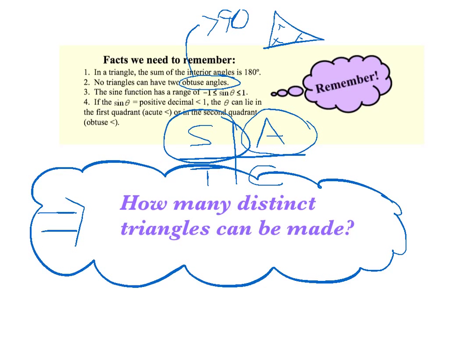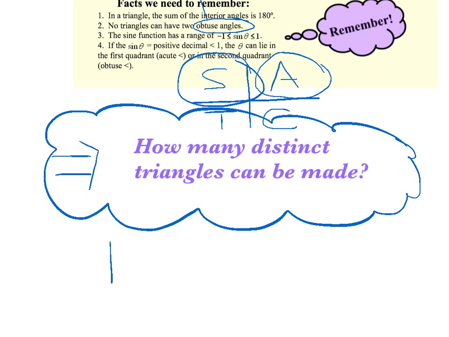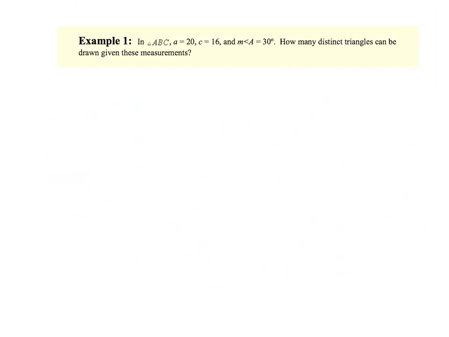How many distinct triangles can be made? And like I said, you don't have a lot of answers. You're either going to get 1, 2, or none. So if this is multiple choice, whatever the fourth option is, cross it off immediately. You can either have 1, 2, or none. So let's go ahead and attack our first problem.